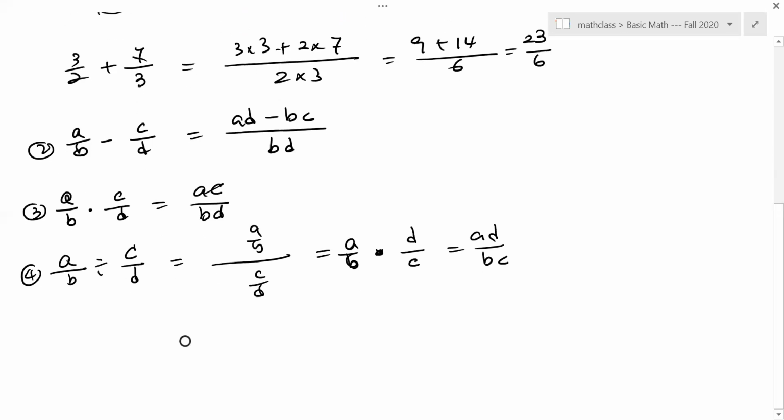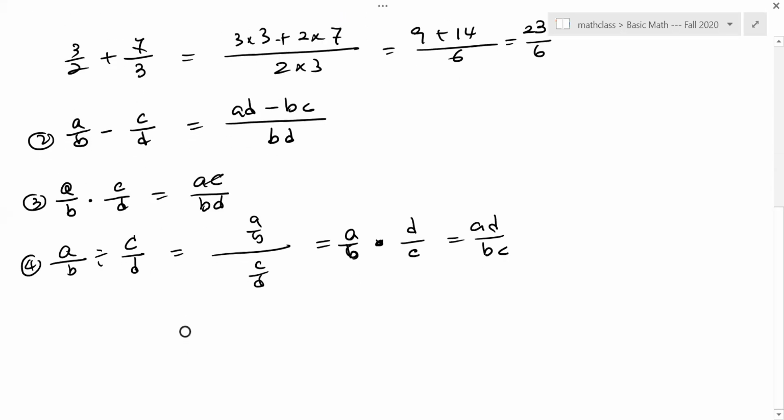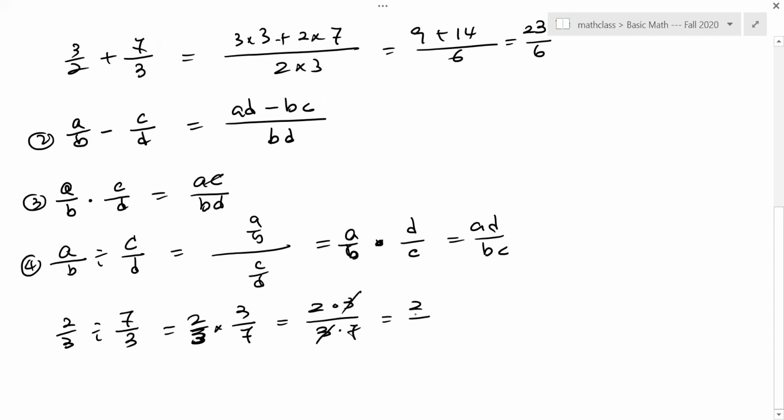Next time if we see something like 2/3 divided by 7/3, what do you do? You can say 2/3 times 3/7, and then it's a multiplication, so it's 2 times 3 over 3 times 7. So the 3s cancel out. It'll be 2/7.